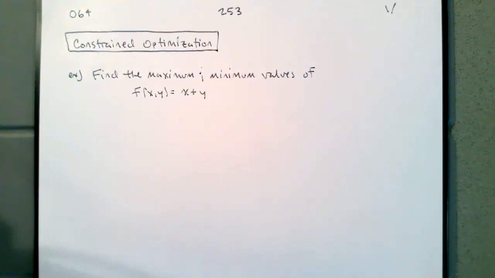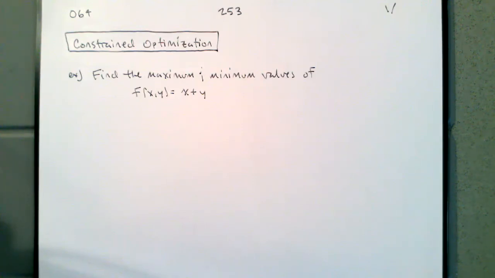So let's suppose that we want to find the maximum and minimum values of the function f of x, y equals x plus y. Now, right away, we can see that there are not going to be any local maximum or minimum values of this function. If I want the maximum values of this function, I could just make x and y infinite. If I want the minimum values of the function, I can do the same, make x and y infinite in the negative direction. So there are no local maximum and minimum values of this function.